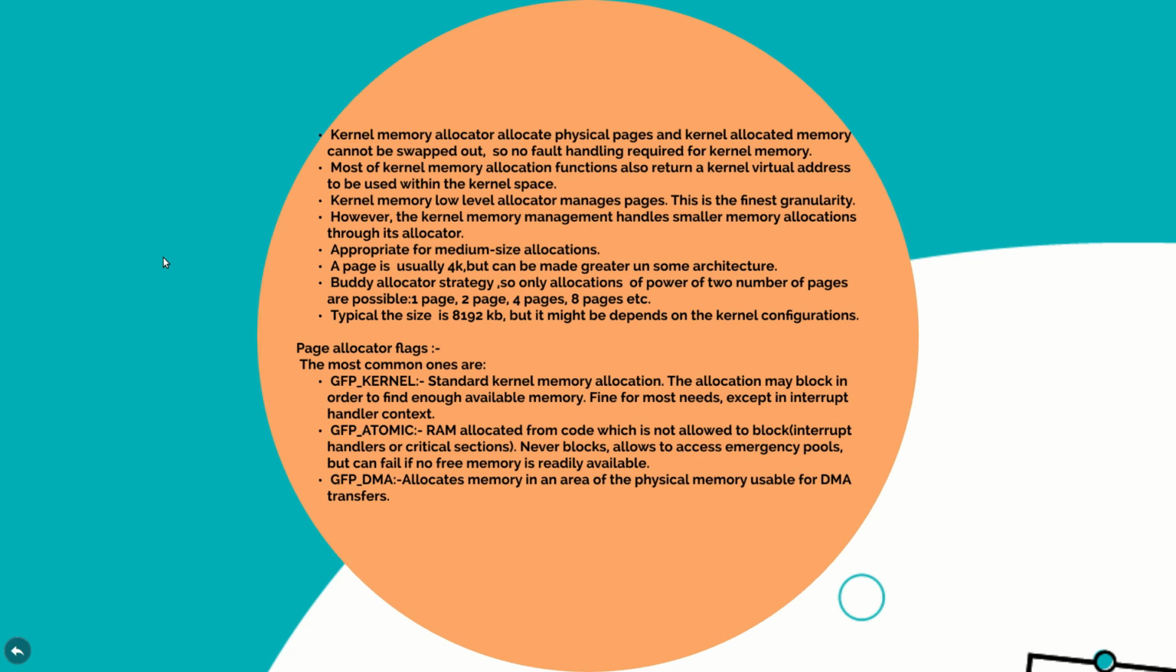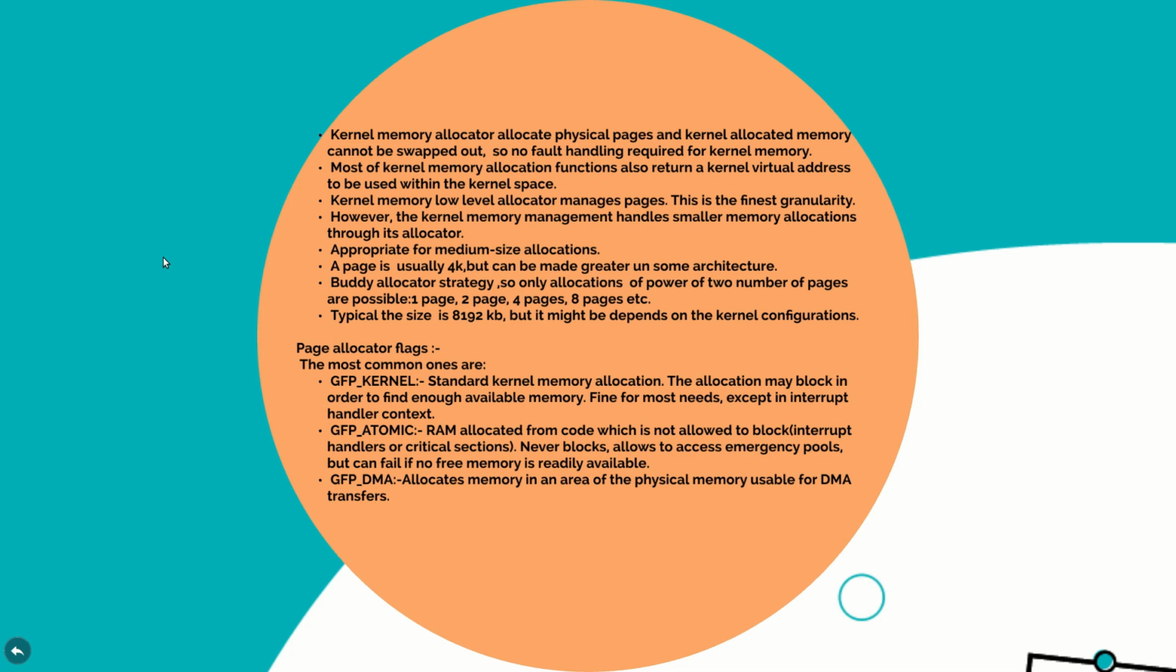Okay, so the kernel memory low level allocator manages pages. This is the finest granularity. However, the kernel memory management handles smaller memory allocation through its allocator, which is appropriate for medium size allocation. A page is usually 4K but can be made greater in some architectures, like 2 pages, 4 or 8 pages, and the typical size is 8192 KB.